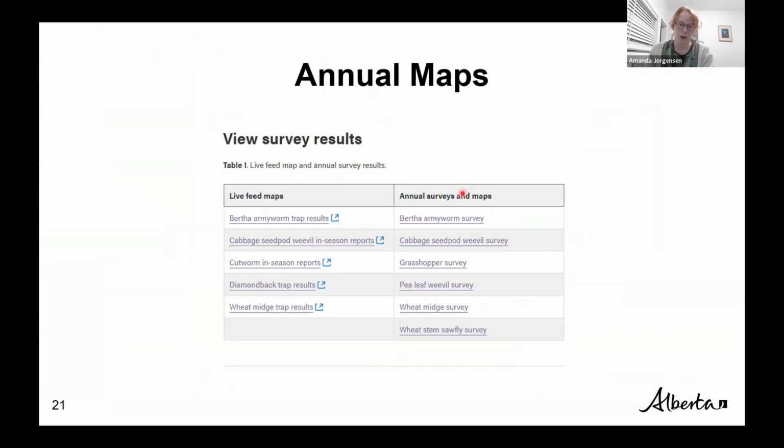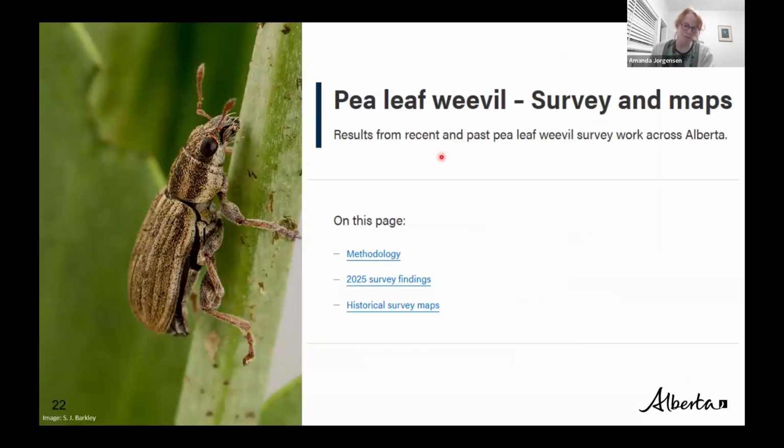So if we move on to our annual maps, the first one we'll go through is pea leaf weevil. If you go to that website, you'll have a short description of the methodology, the 2025 survey findings, the map and a text interpretation, as well as historical survey maps, so you can see all of the previous years.